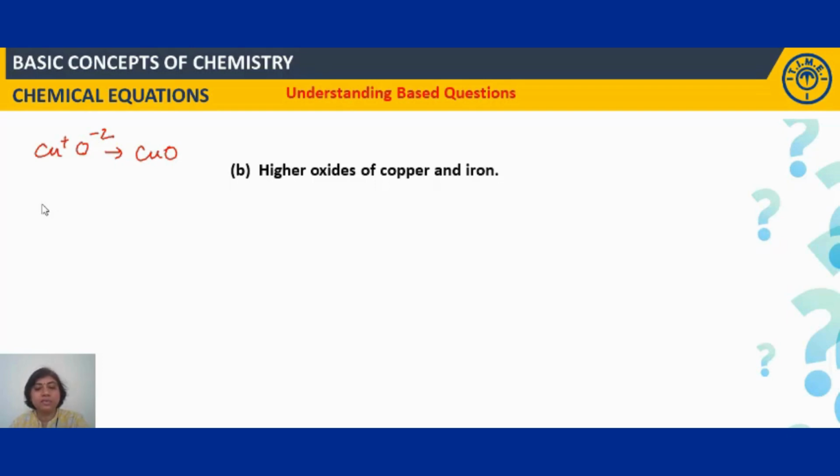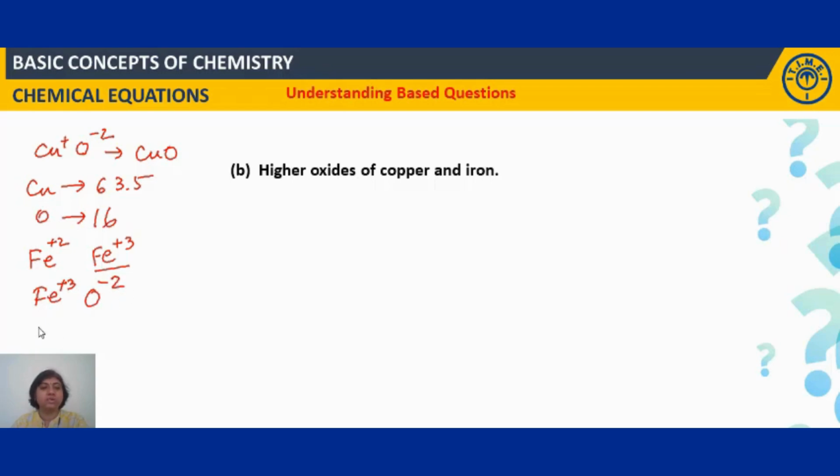Now it is very easy to calculate the molecular mass. Atomic mass of copper is 63.5. Oxygen is 16. Now you will calculate, it's very simple: 63.5 plus 16. Iron: higher oxide of iron. Iron can exhibit 2 valencies, Fe plus 2 and Fe plus 3. Higher oxide means you have to consider the higher valency. So the compound will be formed between Fe plus 3 and O minus 2. What will be the formula? Crisscross method, Fe2O3.